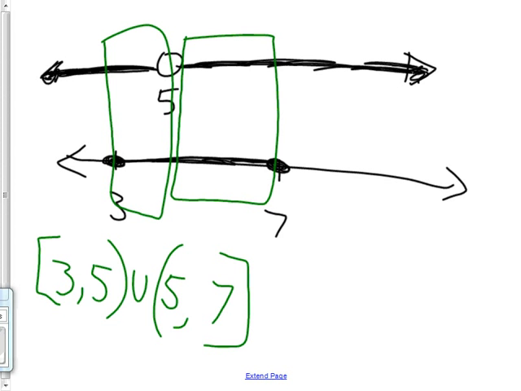See how that uses a lot of your skills with the parentheses and the brackets and everything? So that's a restricted domain. No, that's a domain of a combined function.